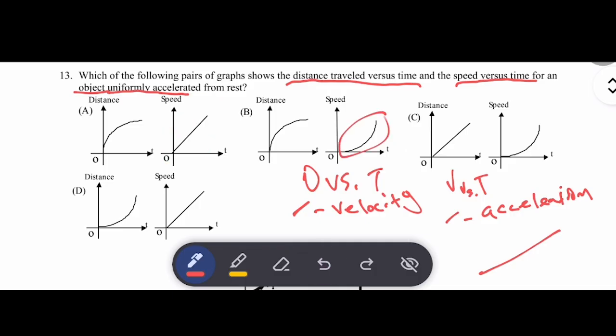Choice B has a curved line, so we can automatically cancel out choice B. Choice C has a curved line also, so we can cross out choice C. And then choice D has a straight line, so we can keep choice D. So now, the next thing to look at is our distance graphs.